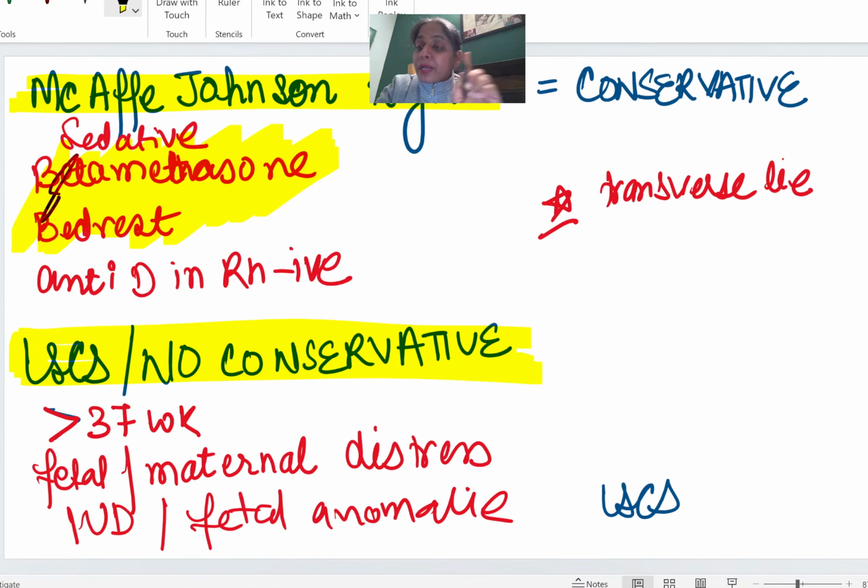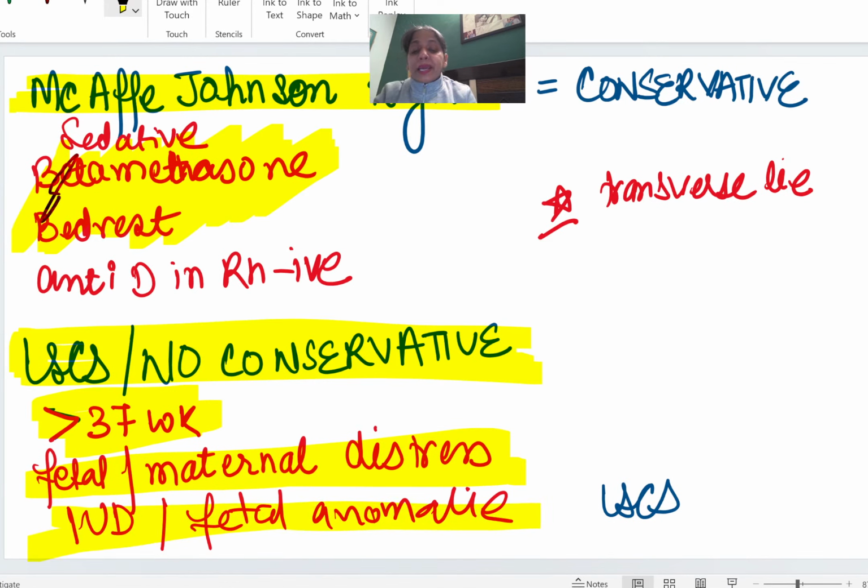We will not give the conservative management or Macafee regimen if the period of gestation is more than 37 weeks, if there is fetal or maternal distress, or if bleeding keeps on continuing. It means it is not a warning hemorrhage. And if there is intrauterine death or fetal anomaly, again we are not going to do conservative management, because we were doing it only to prolong the period of gestation so that the fetus can mature. So this is the management they ask.